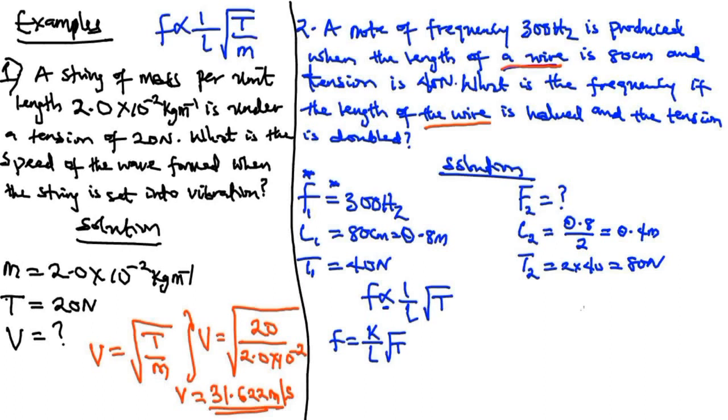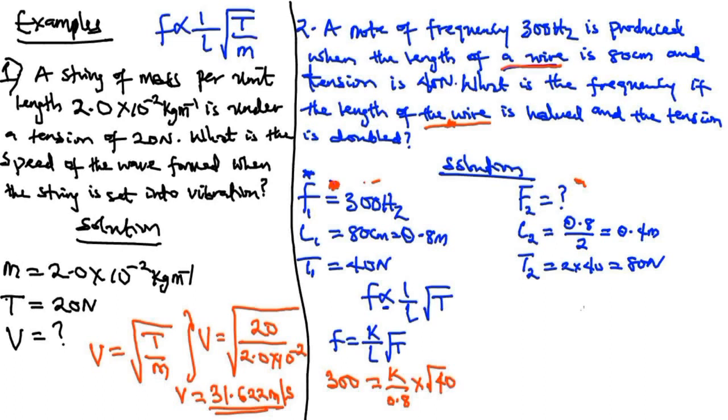We have all of this given because we'll have to find the K, and the K is a constant for the wire. So if we find the K, the same K, we are also going to transfer into this other part of the equation, and then we'll make this the subject. So how do we do that? We simply say F1, which is 300, is equal to K over L, which is 0.8, times the square root of 40.